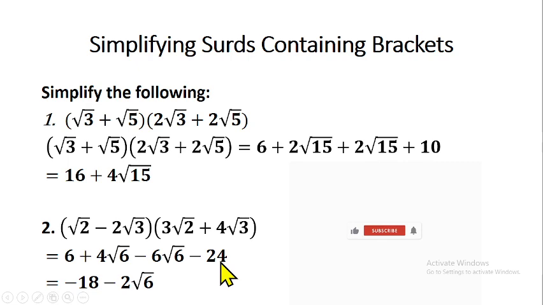If you understand that, now you can collect like terms. 6 minus 24 will give us minus 18. Then can we subtract these two surds? 4 surd 6 minus 6 surd 6. Yes, we can subtract them because they have the same surd. 4 ball minus 6 ball gives us minus 2 ball. So minus 2 surd 6. So that's the answer to this question as well.